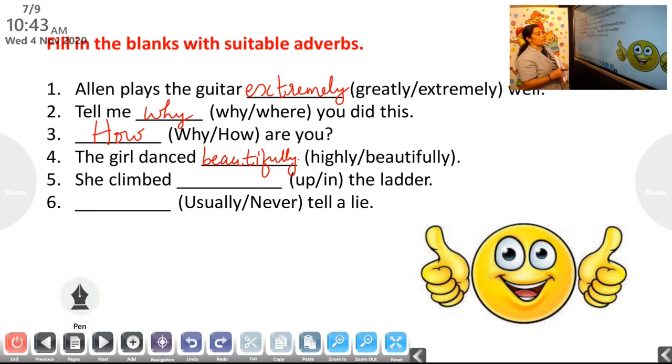The girl danced beautifully. Next one, she climbed dash the ladder. Up the ladder or in the ladder? Which is the correct one? Up the ladder. It shows the place. Last one, usually tell a lie or never tell a lie. Which one is correct? Never tell a lie. This is adverb of frequency. So first one, extremely. Second, why. Third one, how. Fourth one, beautifully. Fifth one, up. And sixth one, never.